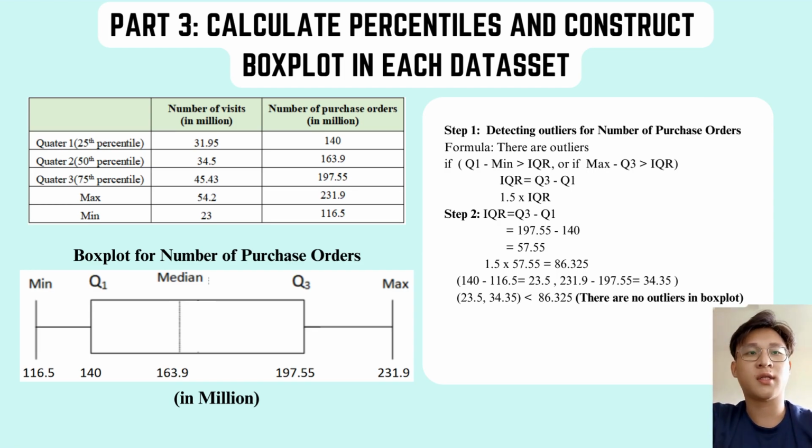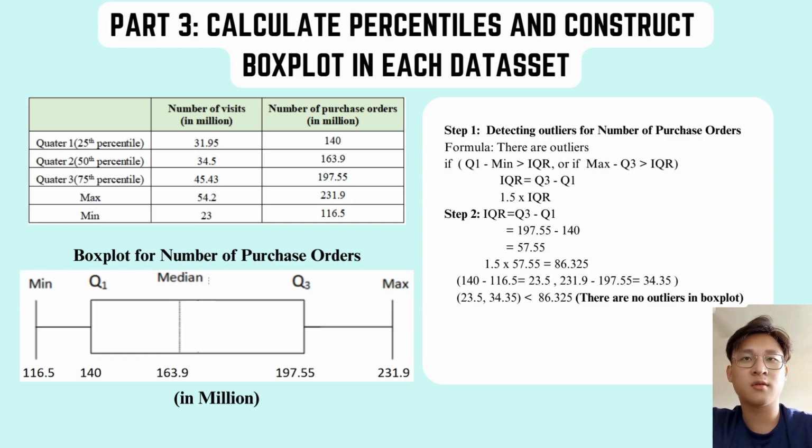So now we also need to detect the outliers. The formula is the same. IQR equals Q3 minus Q1. So there is 197.55 minus 140, and we will get the answer, which is 57.55. Then 57.55 times 1.5 is 86.325. So now we need to determine the outliers with the formula above. 140 minus 116.5 equals 23.5, and also 231.9 minus 197.55, we will get the answer, which is 34.35.